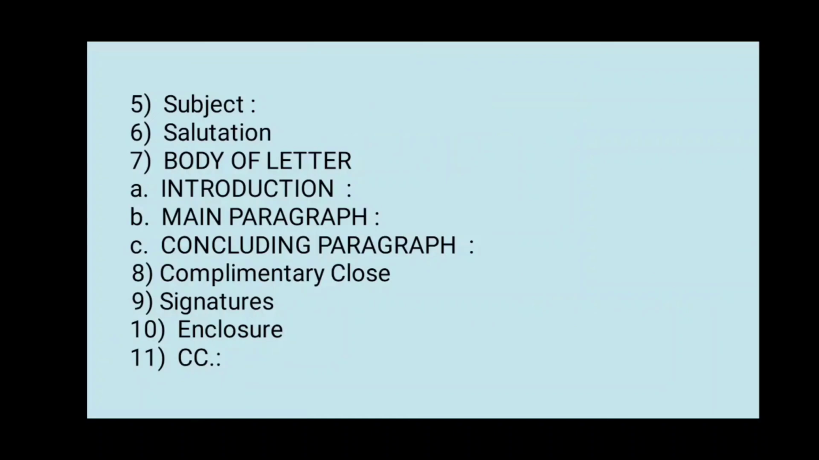Then enclosure. It includes documents, checks, etc., which are attached with the letter. It is shown by the word ENCL, that is enclosure, which is written on left hand side. If documents are more than one, it should be numbered and attached serially. It helps the receiver to check the documents. For example, copy of board resolution, a specimen signature of 2 directors. Correct?